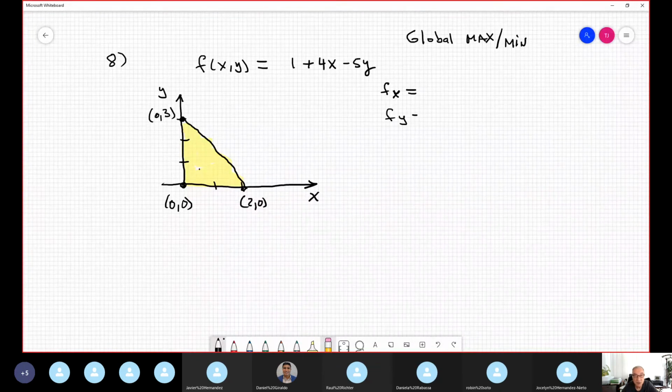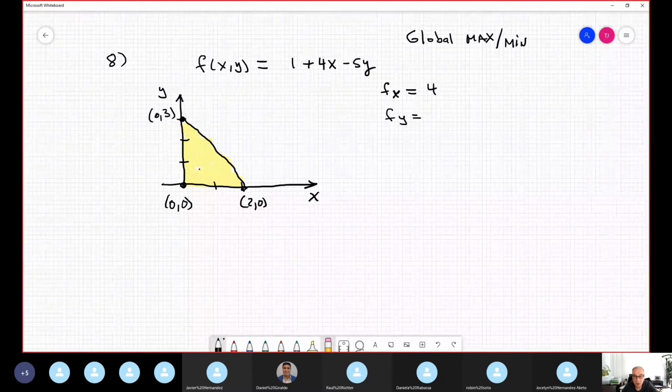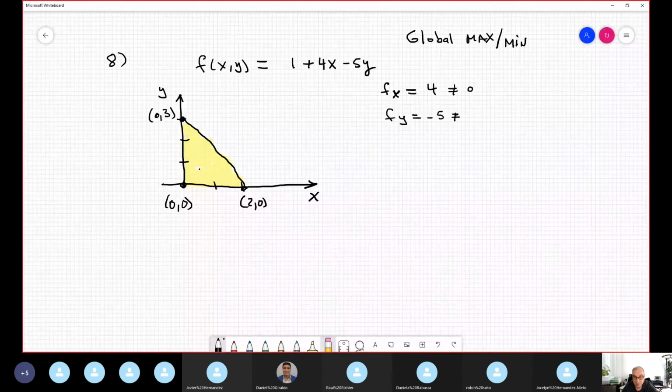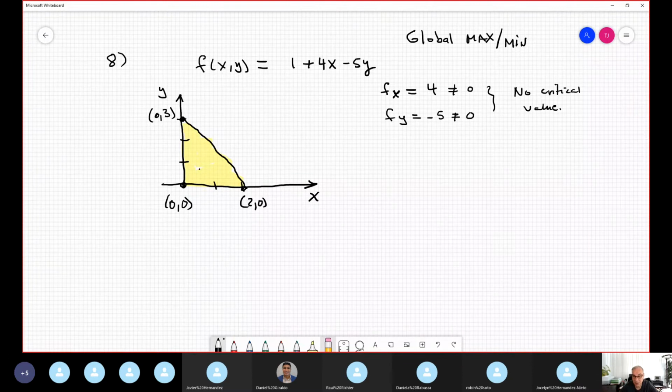The first derivative with respect to x is 4. Yes or no? The derivative of 1 is 0, the derivative of 4x with respect to x is 4, and the derivative of negative 5y with respect to x is 0. So the derivative is 4, and 4 is never 0. Likewise, when you differentiate with respect to y it is -5. That means that we have no critical value in this problem. So not always do we have critical points. Am I making sense? Because my function is a plane.